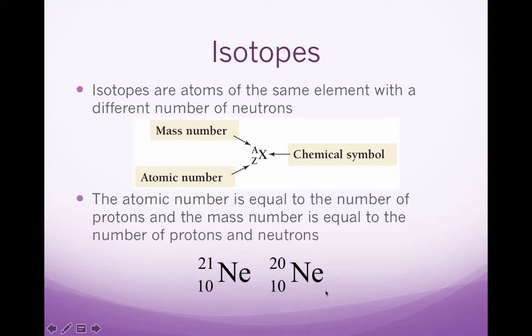So here we look at two different isotopes of neon. See, they both have the same atomic number of 10, which they should. They both have 10 protons because for an element to be neon, it has to have 10 protons. And then here we have neon-21, which means this has 11 neutrons because remember the mass number minus the atomic number gives you the number of neutrons. Here we have neon-20, has 10 neutrons, again 20 minus 10 is 10.